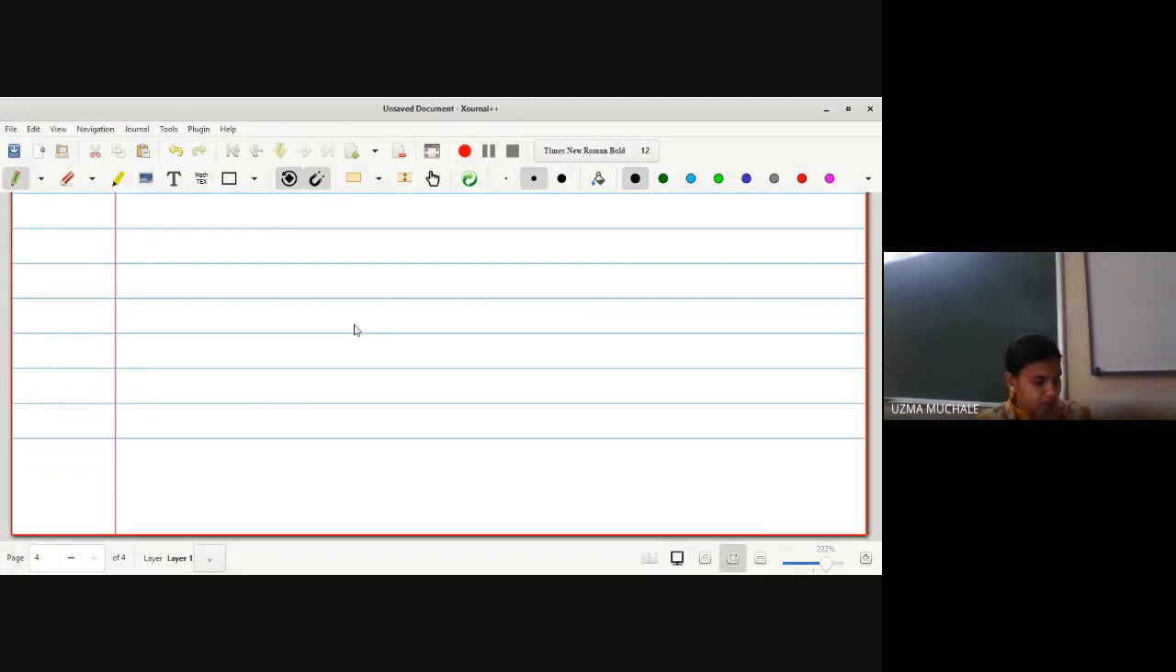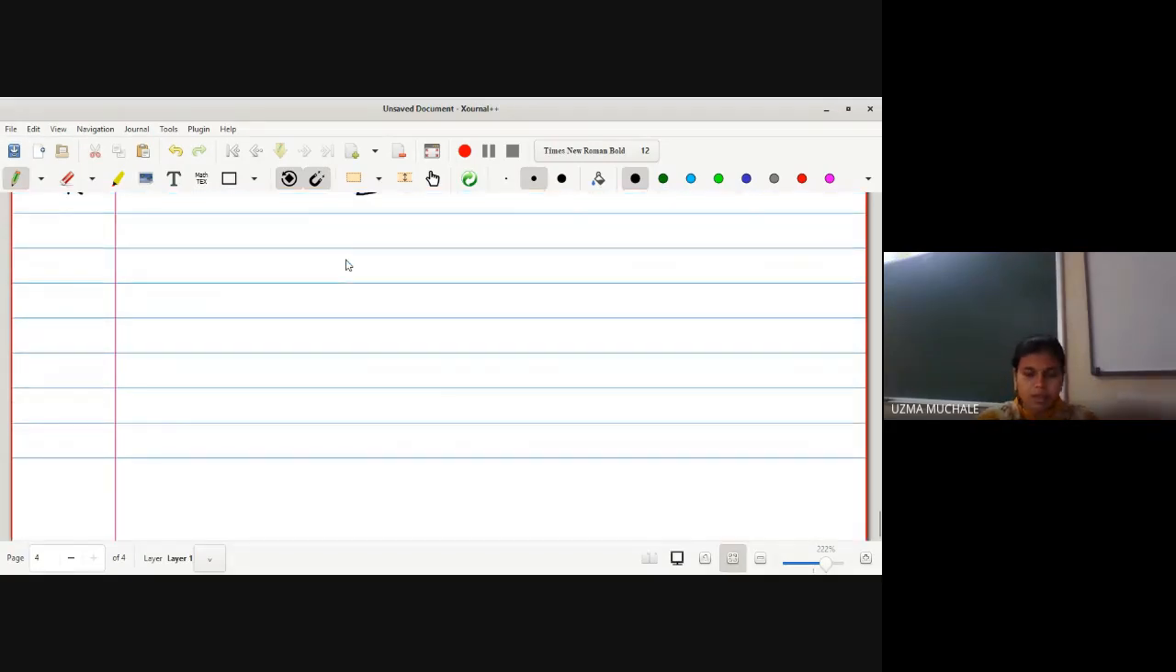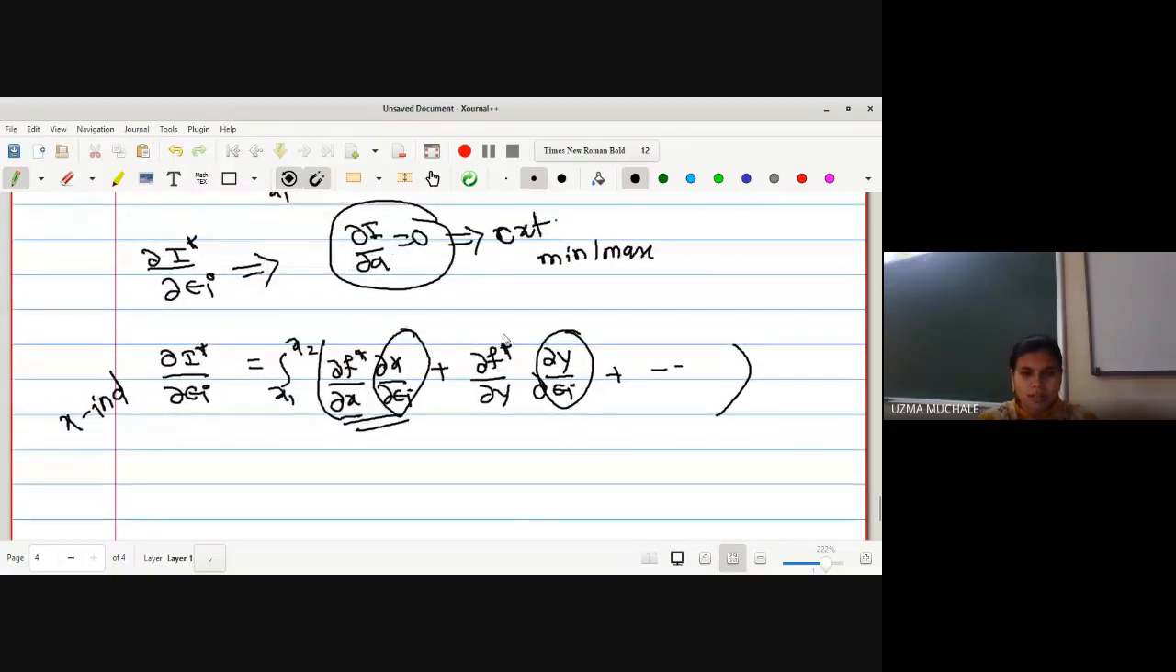So you can find the integrations. We have to apply integration by parts for the second and third terms. For the third term, we have to use integration by parts 2 times. And hence we can get the result.